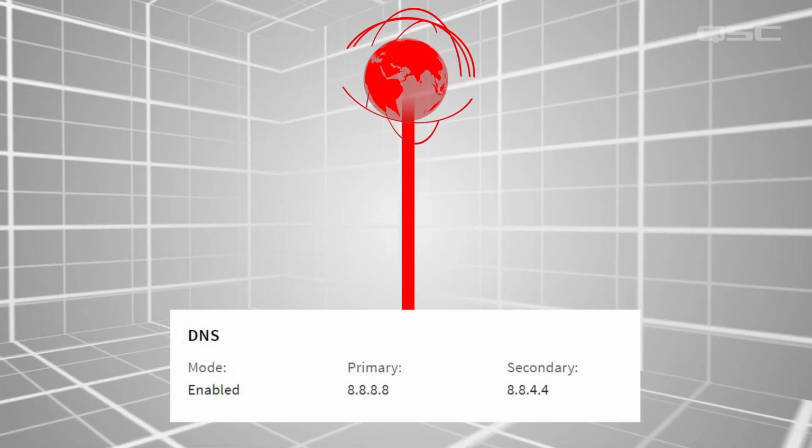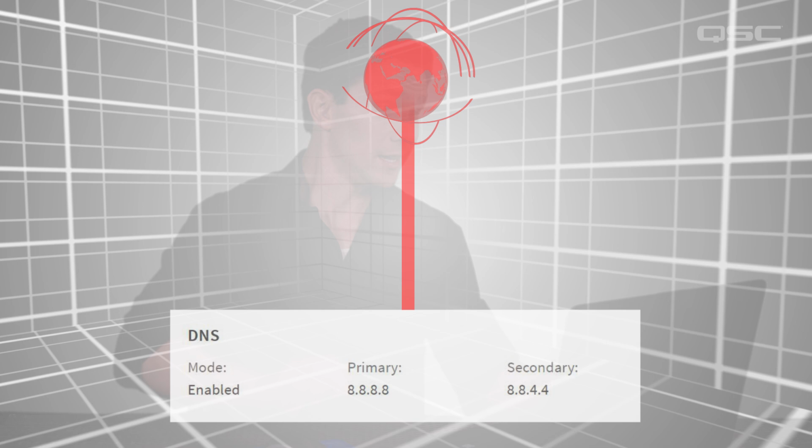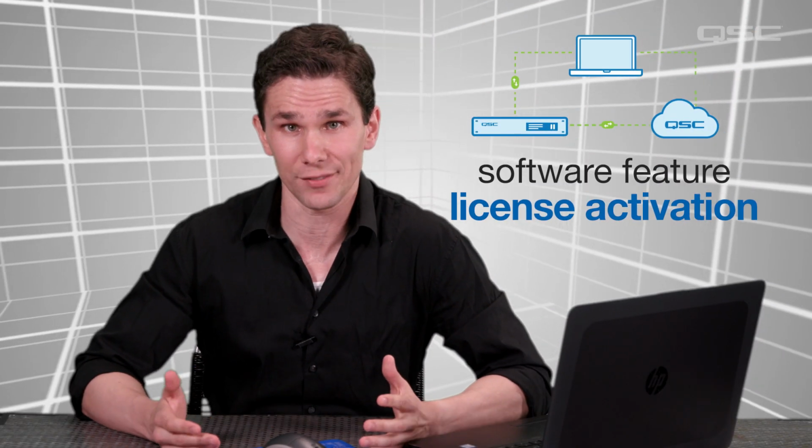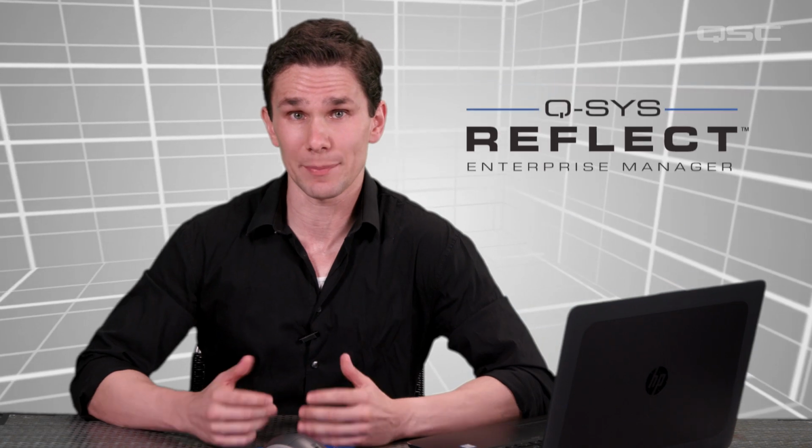domain name, or FQDN. In order to use certain cloud services like Software Feature License Activation or Q-SYS Reflect Enterprise Manager, your core will need to be able to connect to Q-SYS secure servers via the internet. However, in most deployments, AV equipment tends to be on a dedicated and often not so web-connected subnet. That's where LAN B comes in.